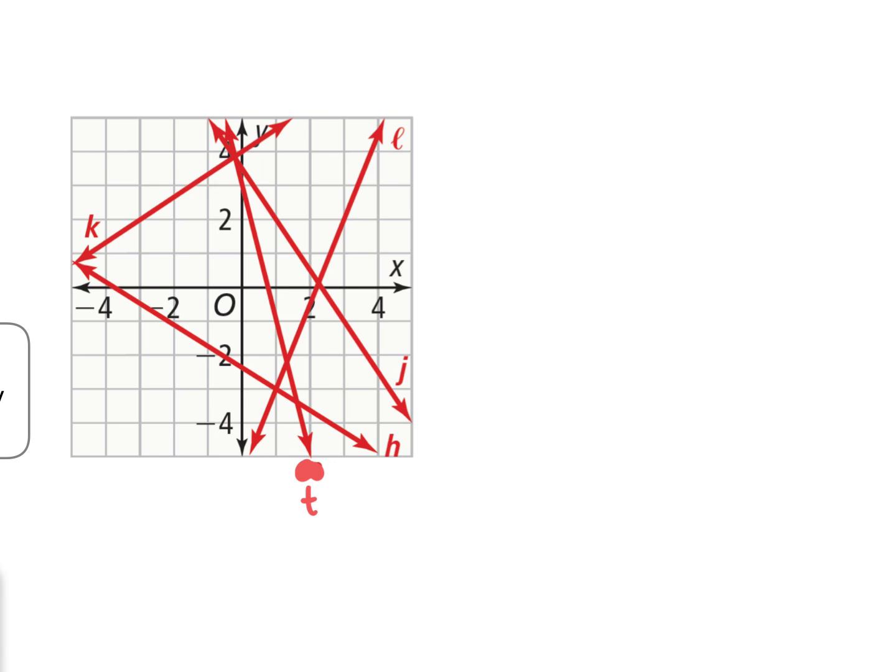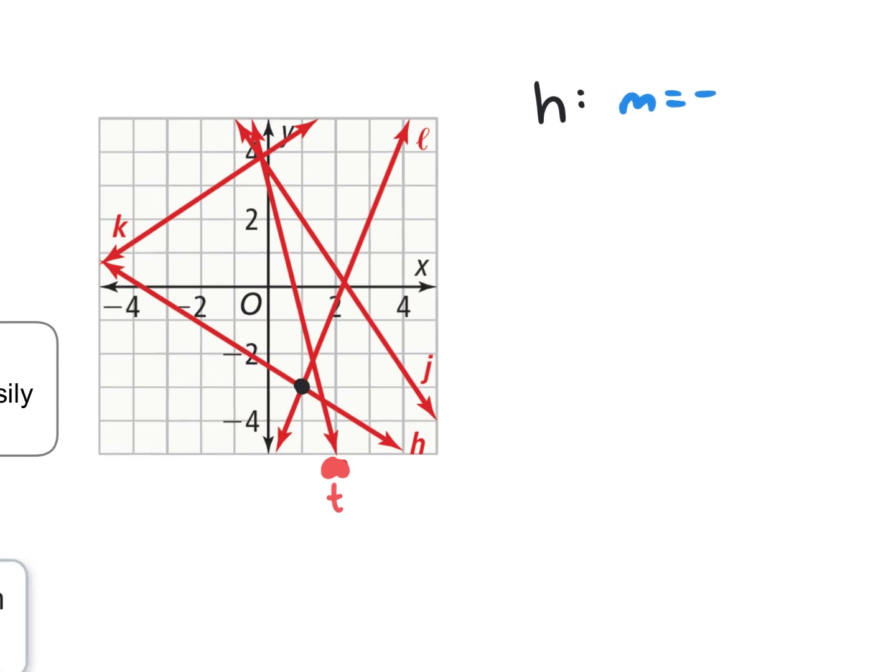We want to find 2 perfect points. I'm going to do line H first. First of all, is H a positive or negative slope? It's negative because our line's going down. Okay, so find 2 perfect points on H. I see 1 here, and this end point would be 1. What's my rise? How many do I go up or down? 2. So we have -2. What's my run? How many do I go over? 3. So our slope for H is -2/3.